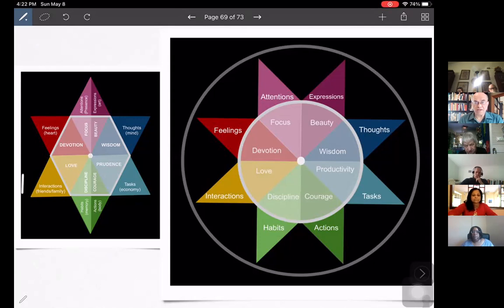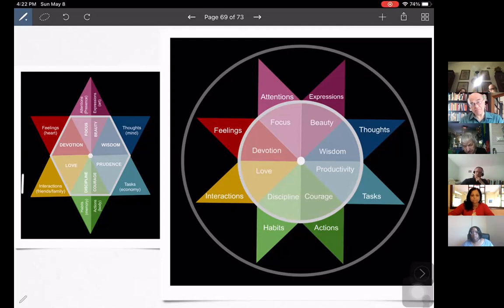Sure. A quick explanation of it is that those are the kinds of things. So for example, thoughts integrated as wisdom are going to be positive. Thoughts which are not integrated into wisdom, which is supporting your life, are going to be destructive.